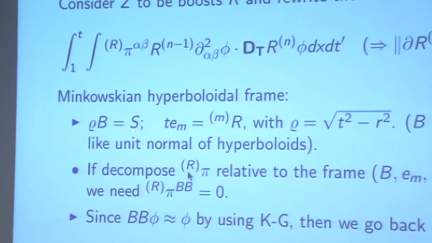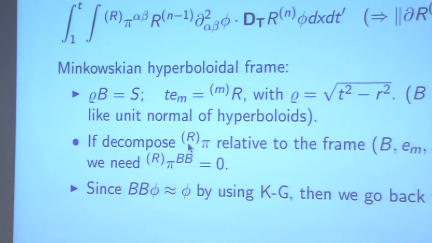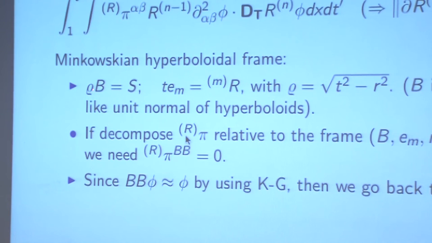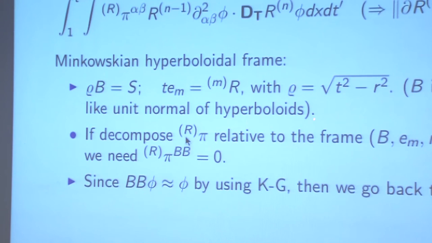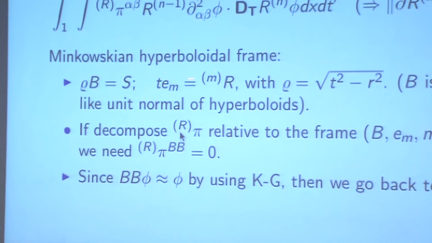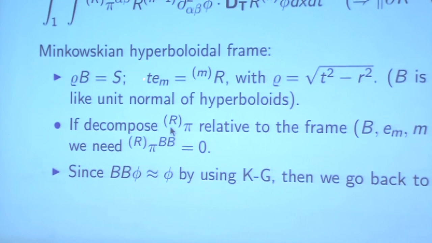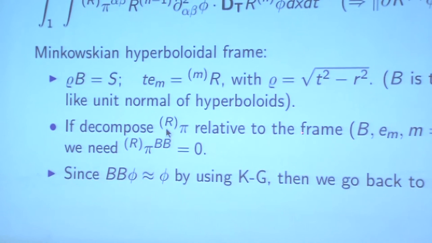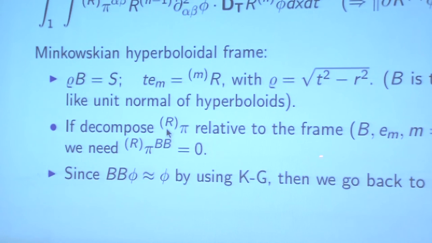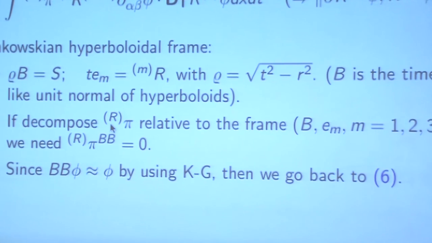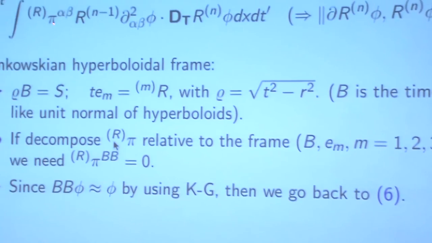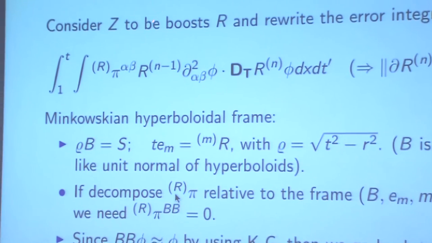If you look at the scaling, and I play with this length rho, and then I just normalize the scaling by rho to get a B. This B is actually the time-like unit normal of hyperboloids. And I also can normalize the boost in terms of t. I get a frame tangent to the hyperboloids. So now I get a frame. B is the time-like unit normal, and EM is nicely tangent to the hyperboloid. If you run the same estimate, you will have the same issue of losing a delta loss.